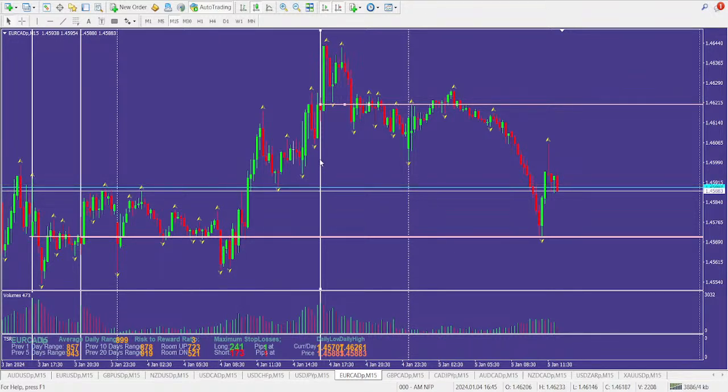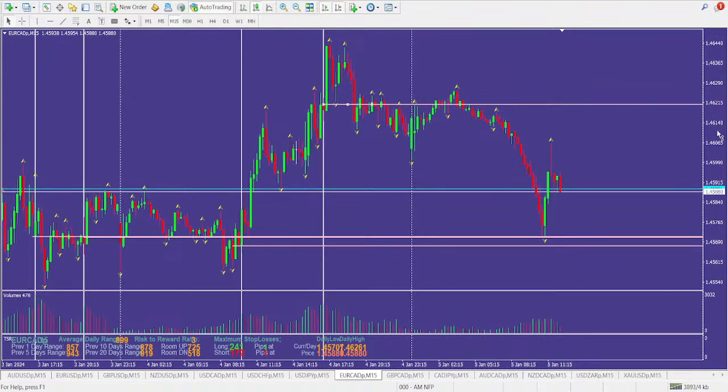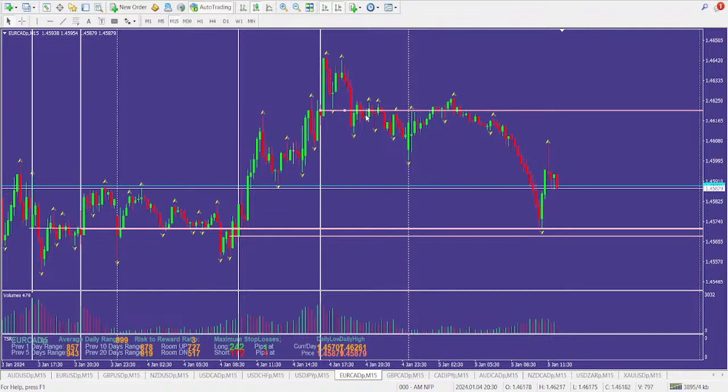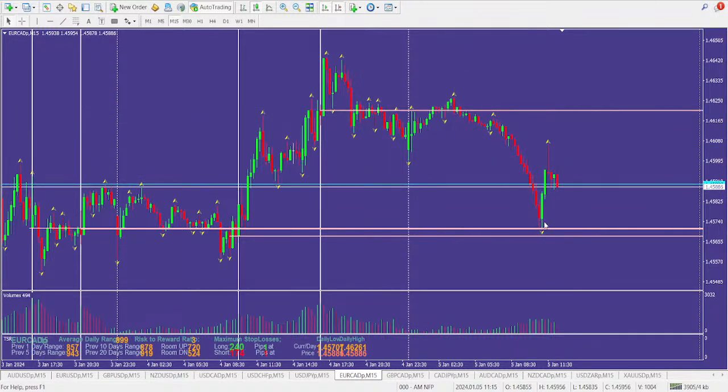Then we've got price testing our demand level here with high volume. So that's another demand clue over there. Clearly what we can see is price came and tested our supply level over here and is pushing down to come and test the demand level. So obviously what we want to be looking for are buying opportunities from the demand level up to the supply level. That's what I'm going to be focusing on at the moment, since price is coming off the demand level.